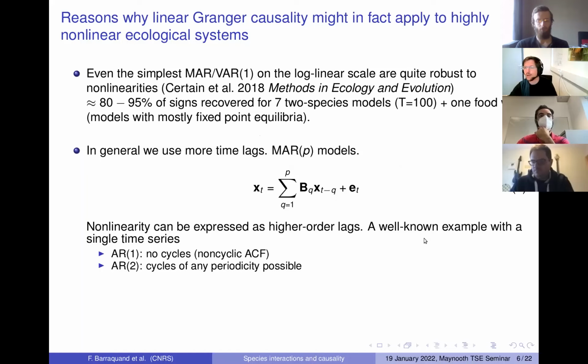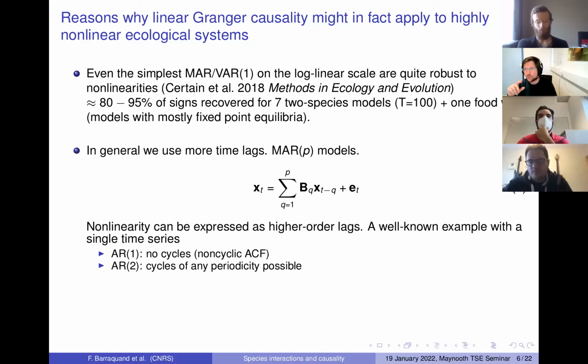And an important fact is that with a small increase in the number of time lags, you can have a large increase in the flexibility of the behavior of the dynamical system. So a simple linear autoregressive model of order 1 cannot show population cycles because it has a fully decaying autocorrelation function. But an autoregressive model of order 2 can already have cycles of any periodicity possible.